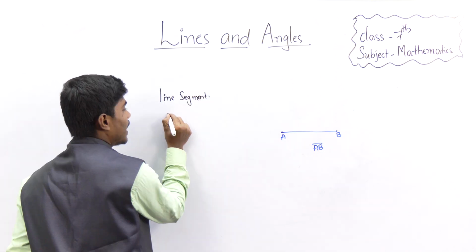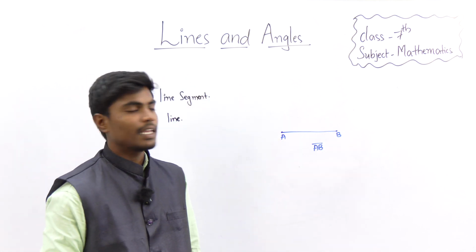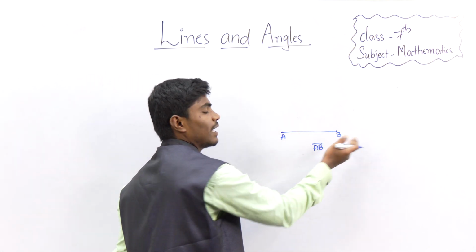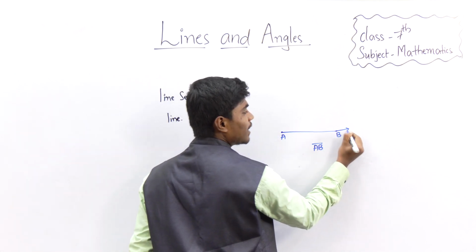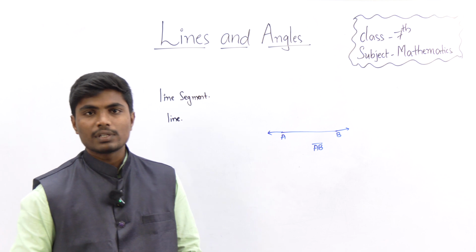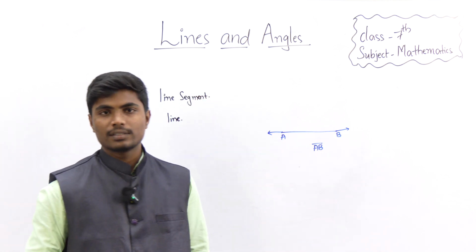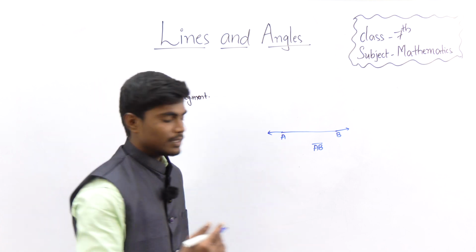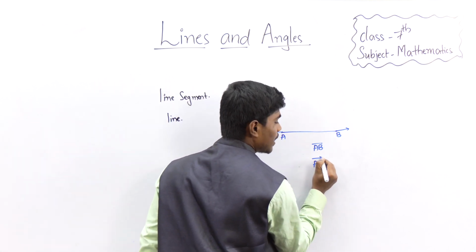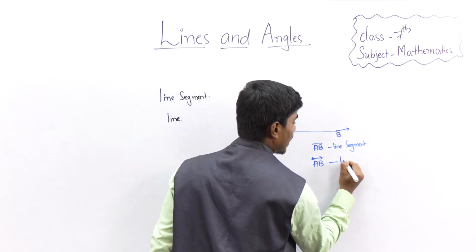Next, line. What is a line? The line extending on both sides of the line segment is known as a line. It should extend in both ways continuously, meaning there is no end in both directions. Then it is called a line. It is denoted as AB double arrow. This is a line segment, this is a line.